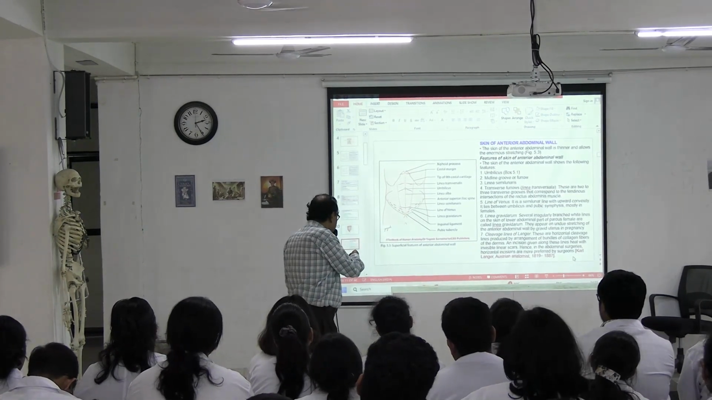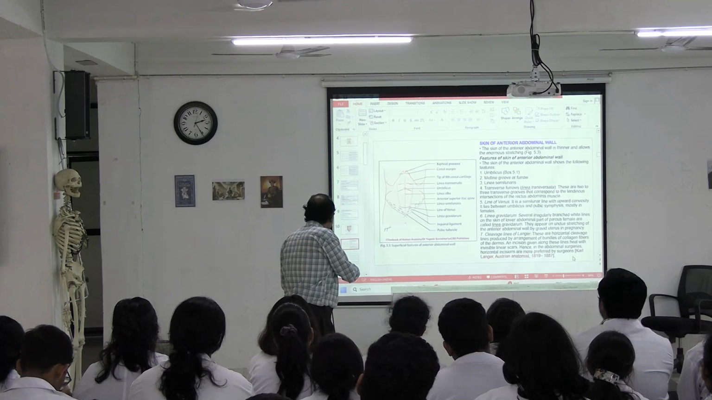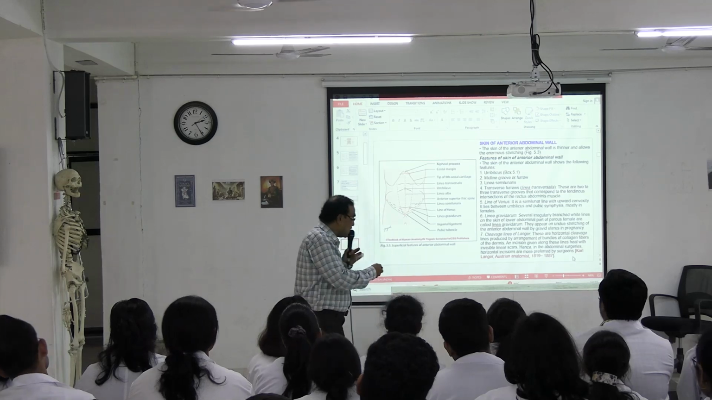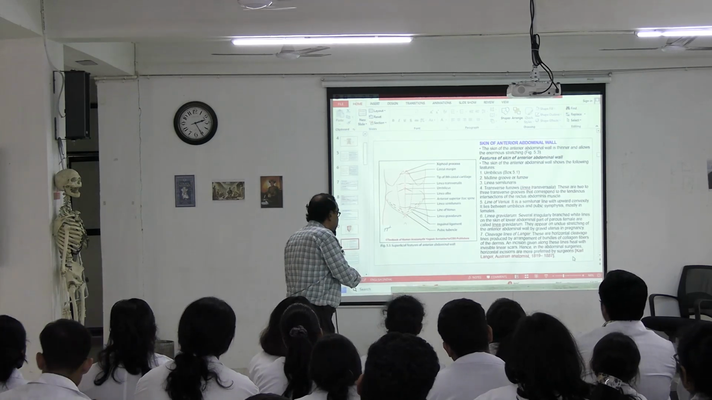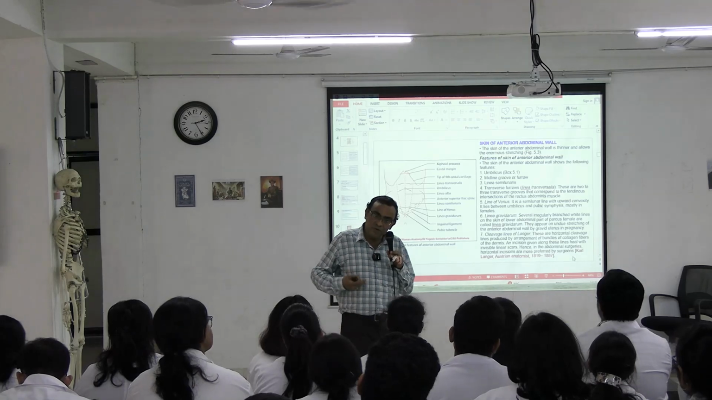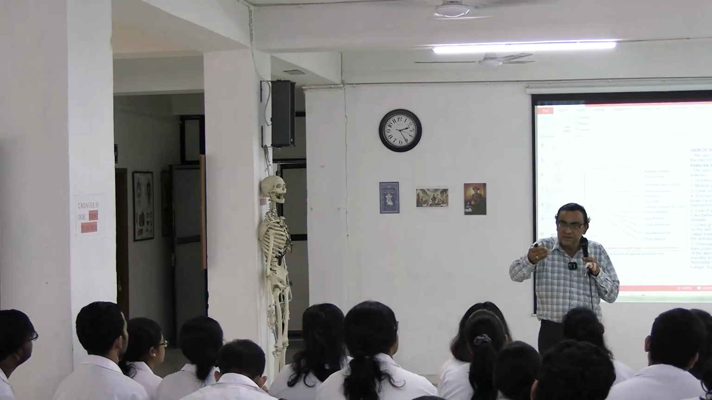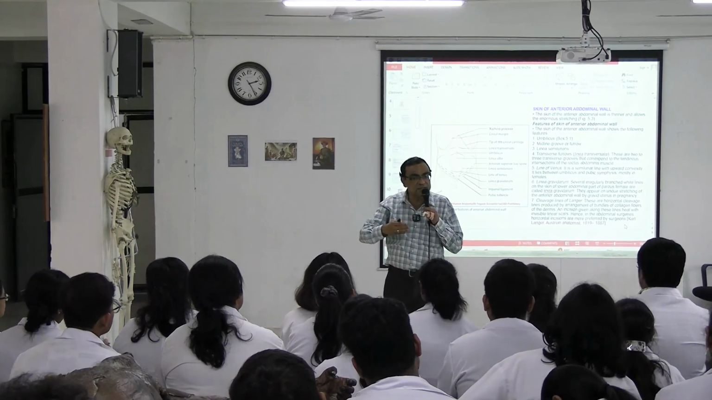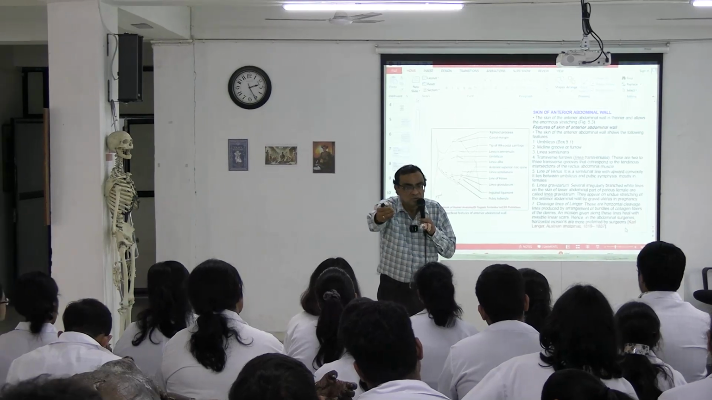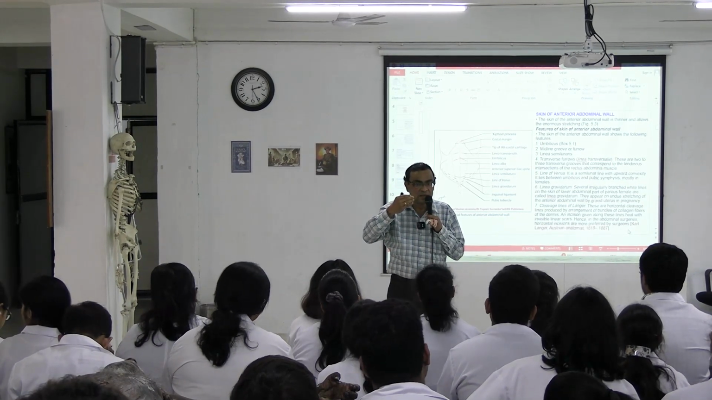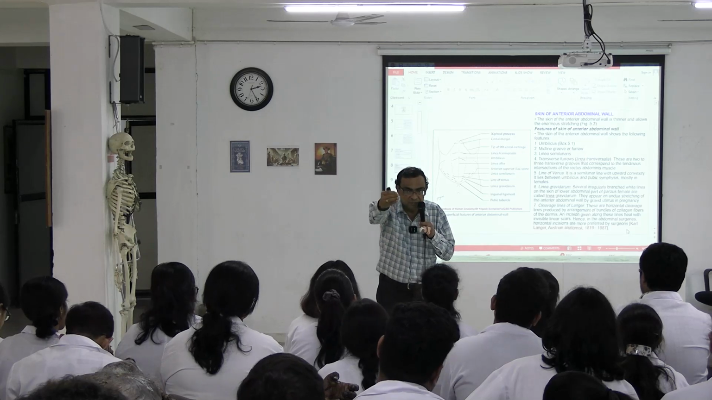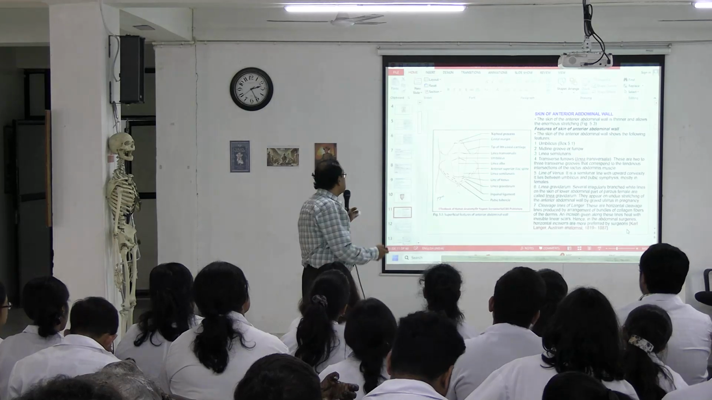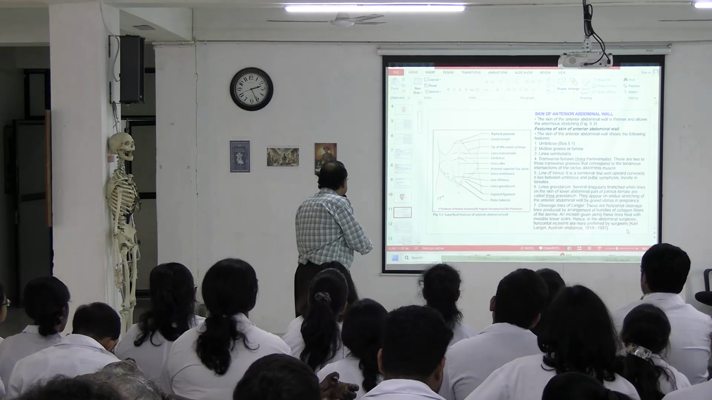Also, we can find 3 or 4 connective tissue septa, generally above the umbilicus, and below the umbilicus as well. Suppose this is the anterior wall of the rectus sheath and this is the posterior wall. From the anterior wall of the rectus sheath, these septa continue to the muscle fibers. They are called the tendinous intersections.